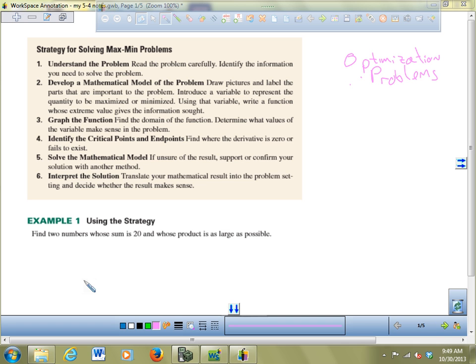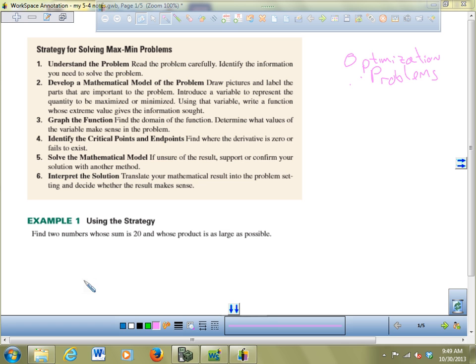And then once you understand that, you have to develop a mathematical model, and a lot of times that involves drawing pictures and labeling the parts that are important, introducing a variable, and then you have to solve an equation, usually in terms of one variable. A lot of times you'll be given two equations with two variables, so what you'll have to do is solve one of the equations for one of the variables and plug it back into the other equation.